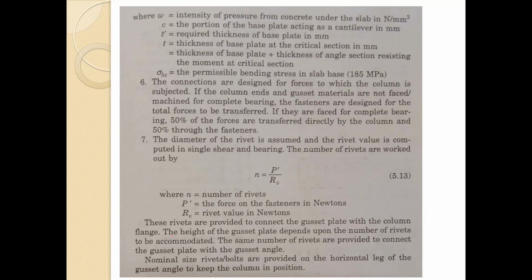Then the diameter of the rivet is assumed and the rivet value is computed as we have learned earlier in single shear and bearing, and the number of rivets is worked out by n equals P dash divided by rv, where n is the number of rivets, P dash is the force on the fastener in newtons, and rv is the rivet value in newtons. These rivets are provided to connect the gusset plate with the column flange. The height of the gusset plate depends upon the number of rivets to be accommodated. The same number of rivets are provided to connect the gusset plate to the gusset angle. Nominal size diameter rivets or bolts are provided on the horizontal leg of the gusset angle to keep the column in position.